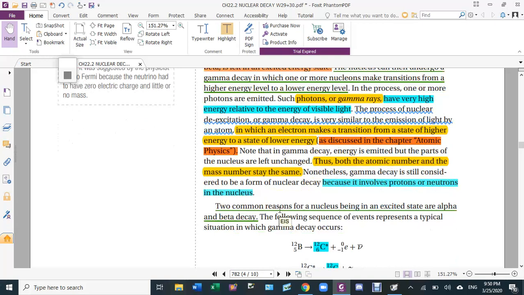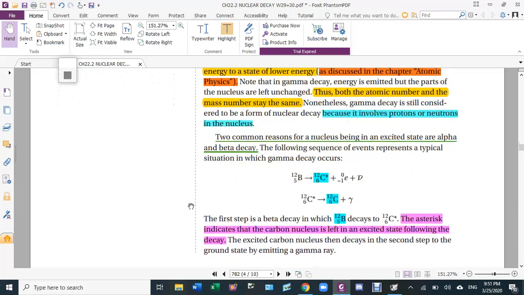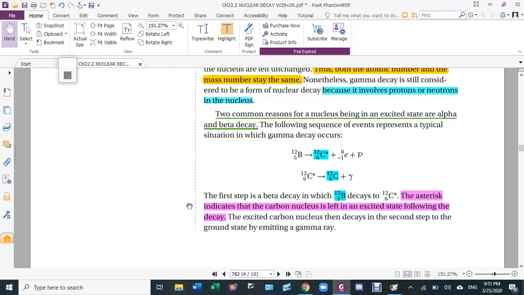Now, gamma decay is still considered to be a form of nuclear decay, because it involves the protons or neutrons in the nucleus. Now we have two reasons for a nucleus being in an excited state: alpha and beta. If I ask you what the reasons are for a nucleus being in an excited state, you have to answer alpha and beta decay.